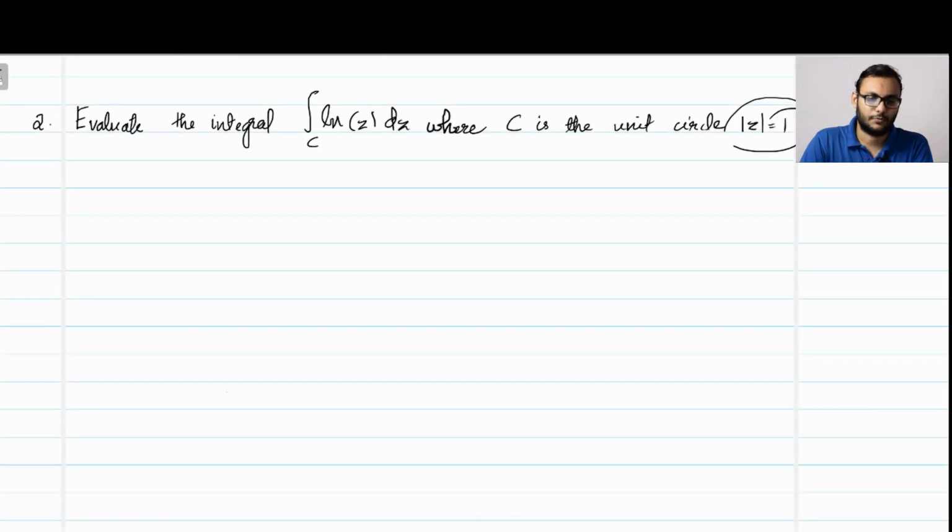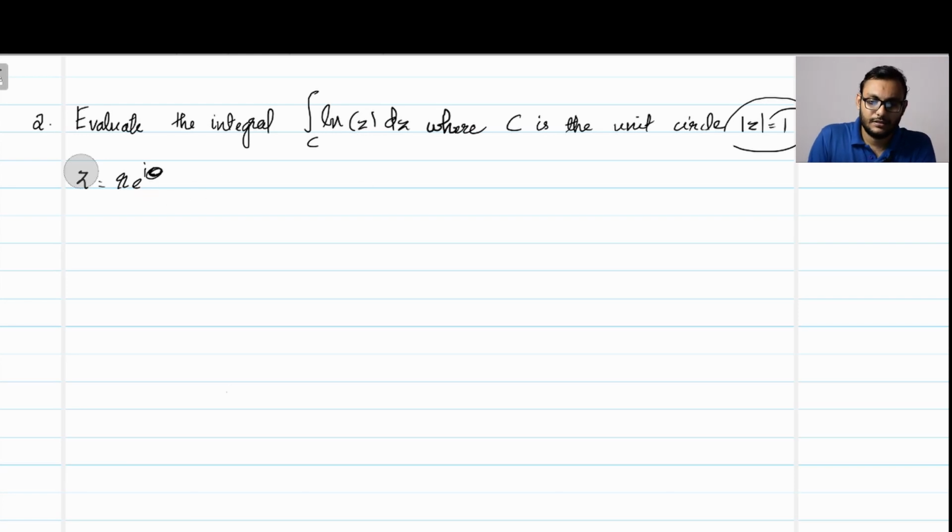Okay. Now moving on to the second problem. Evaluate the integral over c of log z dz, where c is the unit circle, mod z equal to 1. In this case, instead of x plus iy, we have to substitute z is equal to r raised to i theta, because whenever the logarithmic function is involved, we have to substitute in exponential form, so that they become mutually complementary.